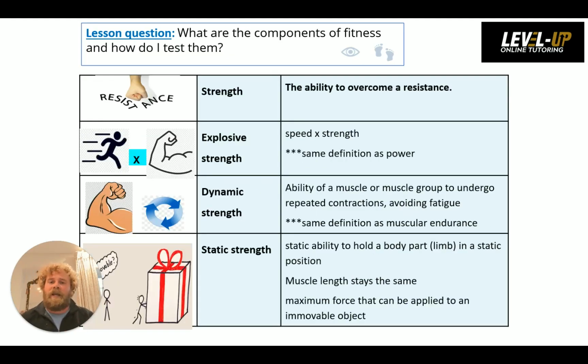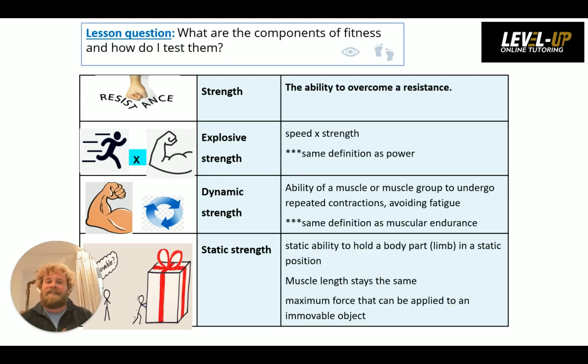Strength is the ability to overcome resistance. There are three different types of strength. We have explosive strength, which is speed times strength, the same definition as power. We have dynamic strength, which is the ability of a muscle or muscle group to undergo repeated contractions, avoiding fatigue. So that's what we looked at before.